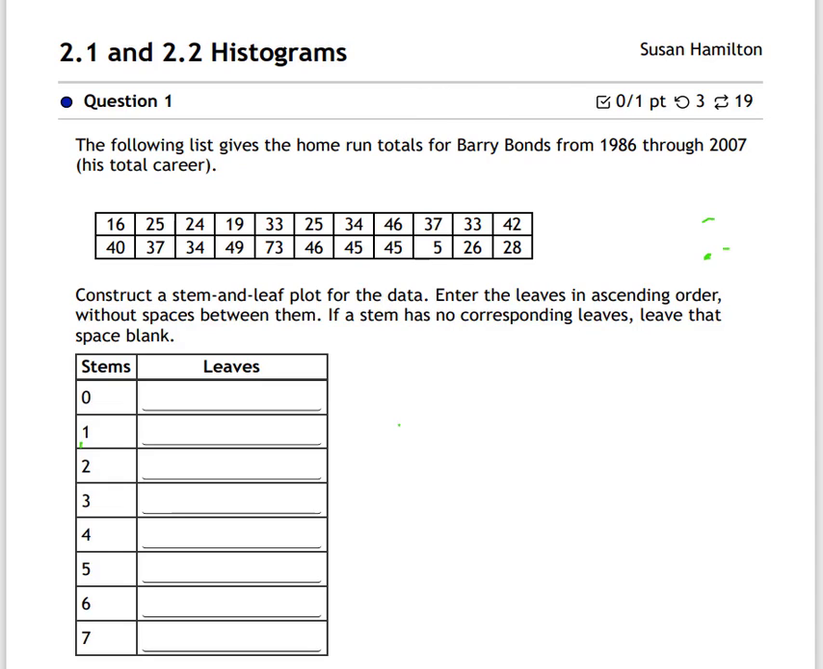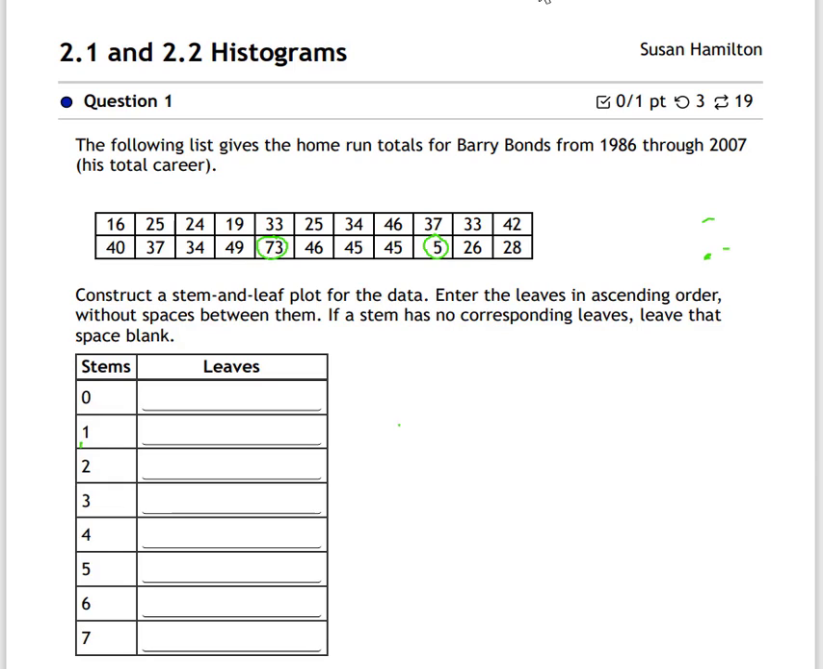In this question, you're asked to construct a stem and leaf plot for the data given to you. You're given the stems, they're already filled in for you, and so your job is just to fill in the leaves. When you're dealing with any kind of data, it can be helpful to understand what your minimum value and your maximum value are. I see a 5 looks like the smallest, 73 looks like the largest. And I just want to verify, yeah, my stems go up to 7, so this is set up okay.